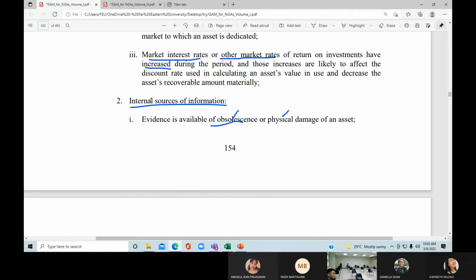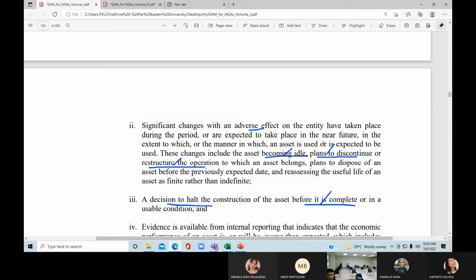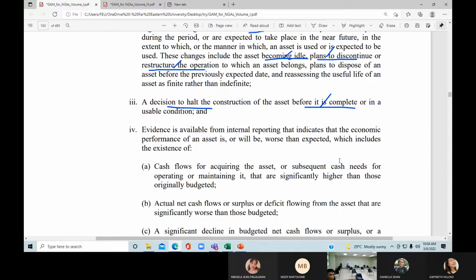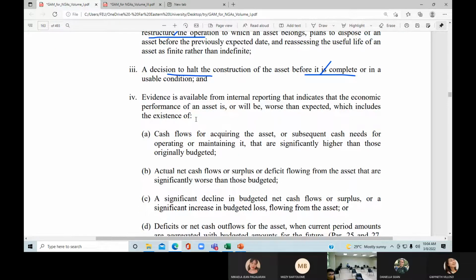Internal naman, na indication, obsolescence of asset. Or ito, asset becomes idle or there are plans to discontinue or restructure the operation. Pwede ring decision to halt the construction of an asset before it is complete. So, hindi na itutuloy. And ito, evidence from internal reporting that indicates that the economic performance of an asset is or will be worse than expected.